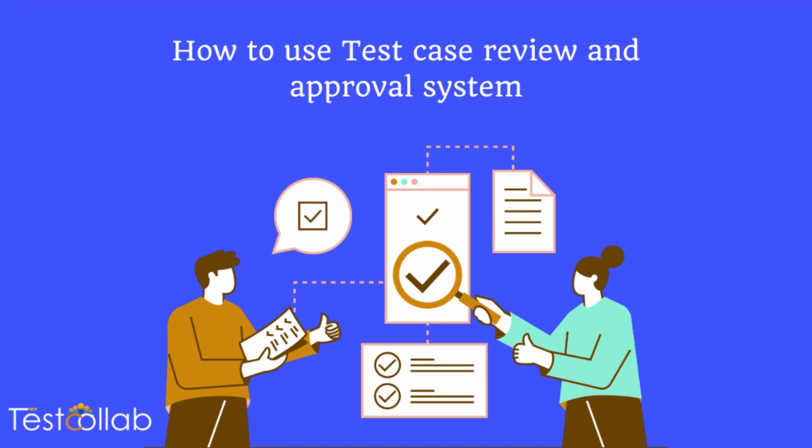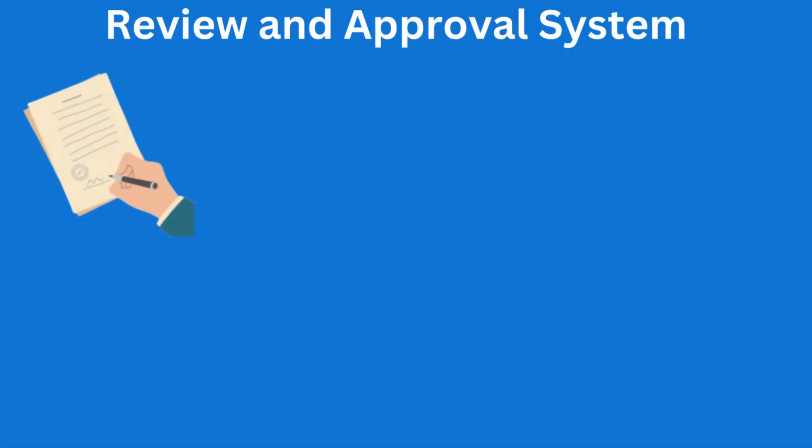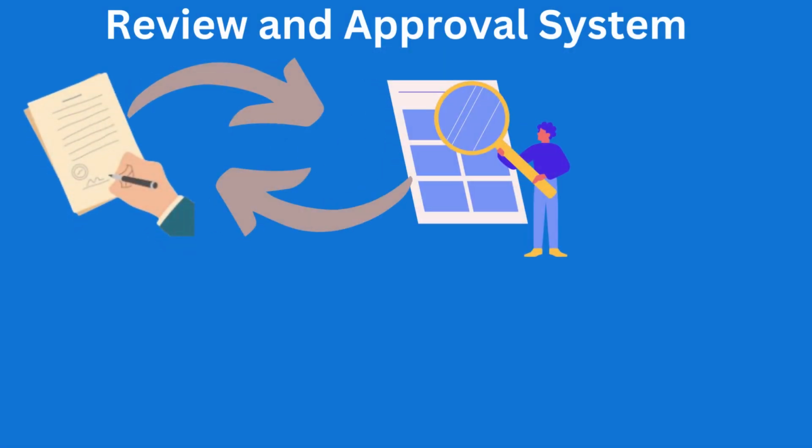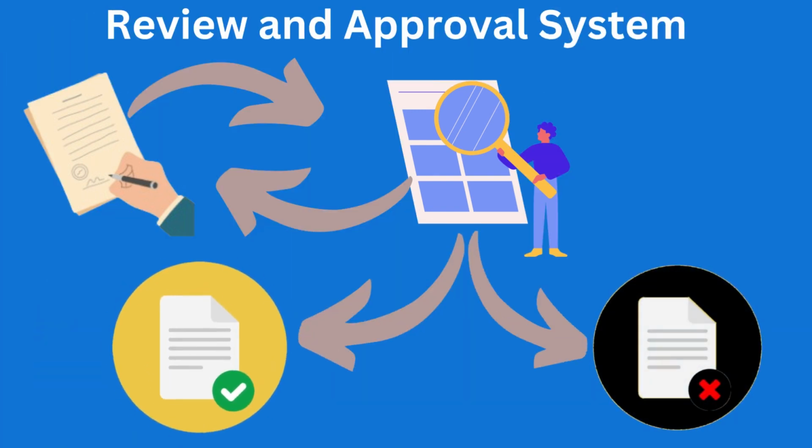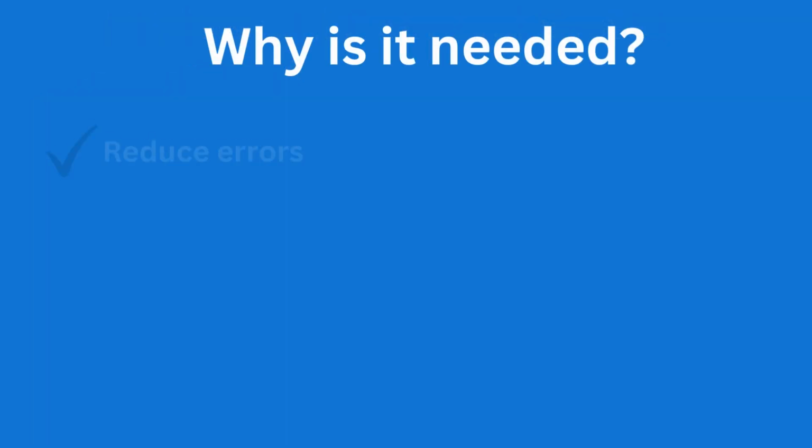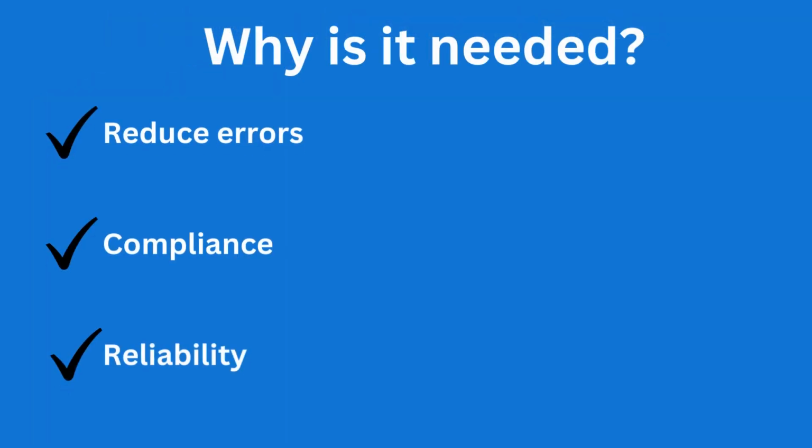In this video, we will learn how the test case review and approval system works in TestCollab. What is the review and approval system? Before a test case can be used for execution or other processes, it often needs to be verified and accepted. Why is it needed? This is required to reduce errors, for compliance, and for better reliability of test cases.